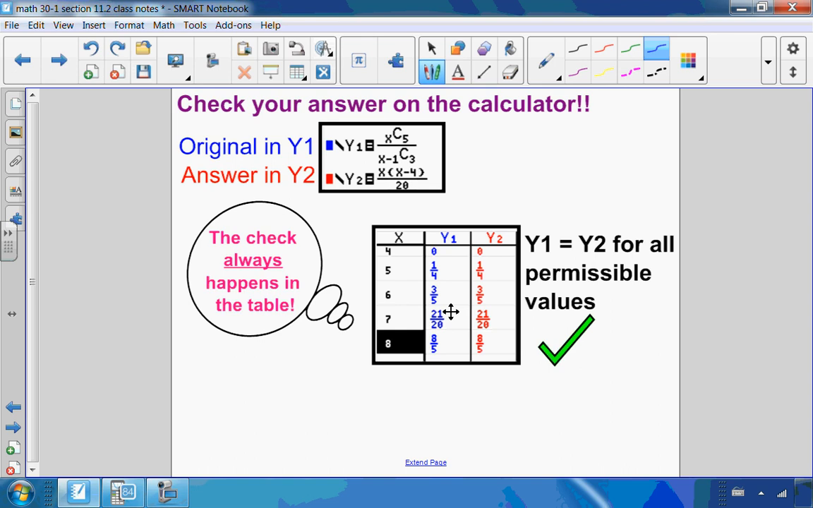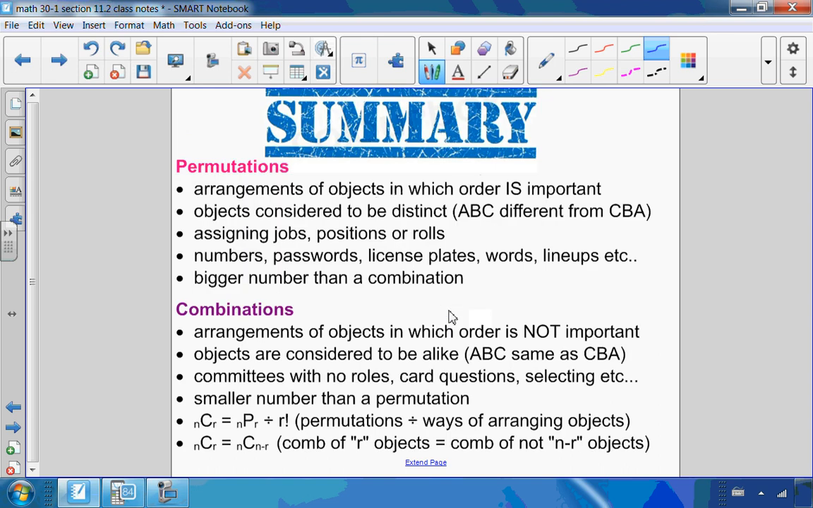Definitely worth it. Okay, so to summarize, permutations are arrangements where the order is important. So we're looking at things like numbers, passwords, assignable jobs, roles, or tasks. Combinations, the order is not important. So I'm just selecting objects. I'm looking at committees with no roles, assignable jobs, tasks, or positions. Card questions. And again, combinations are the number of permutations divided by the ways of arranging the objects, since the order does not matter.